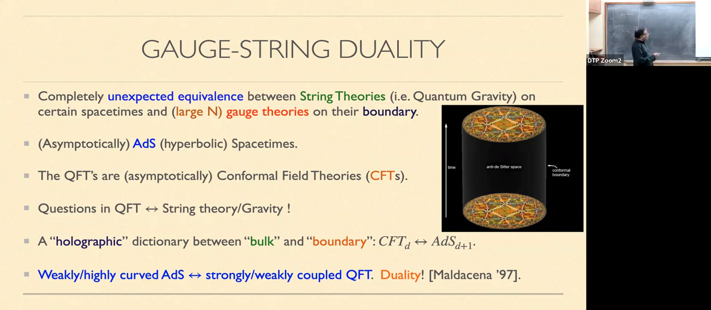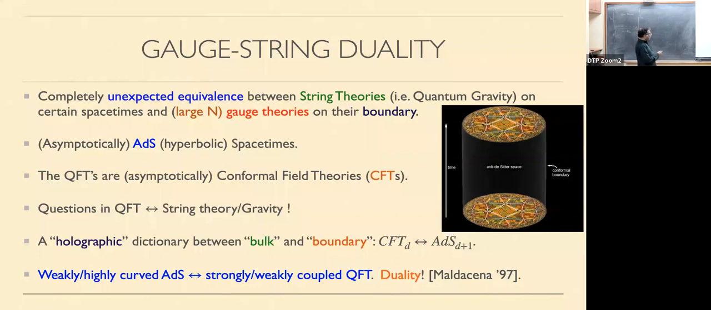In any case, there is this duality that Maldacena proposed 25 years ago. It was very remarkable because it translated questions in quantum field theory to questions in string theory gravity, and gave new insight on both sides. There's a dictionary which relates the quantum field theory, or the CFT on the d-dimensional boundary, and the gravity theory or the string theory on this anti-de Sitter spacetime. And this dictionary tells you very surprising things about both sides. And that's because it is really a duality.